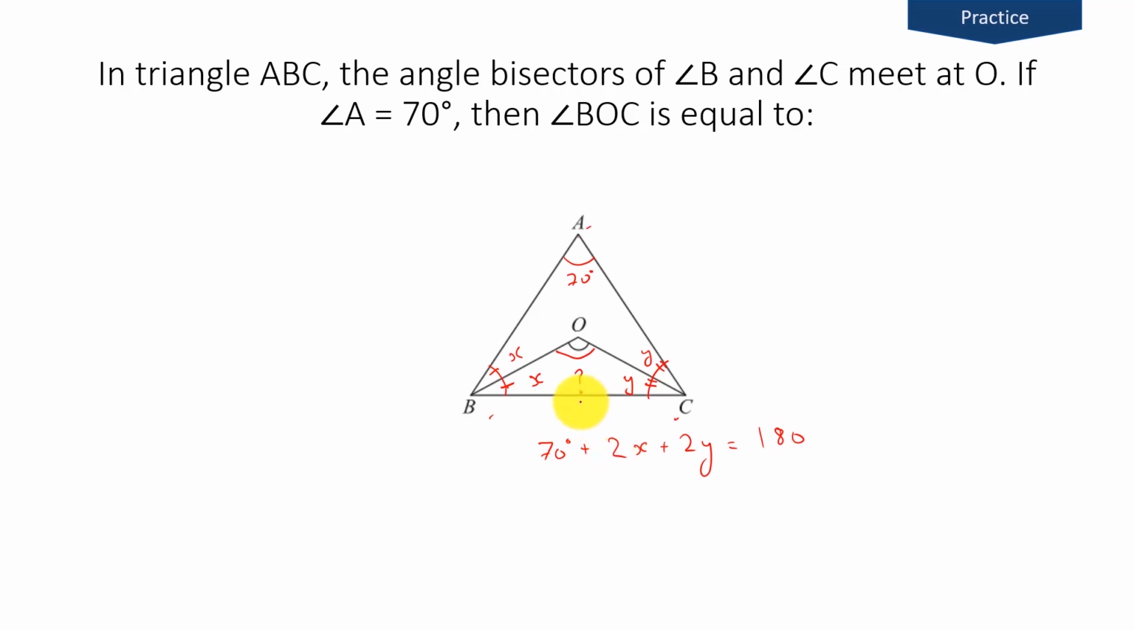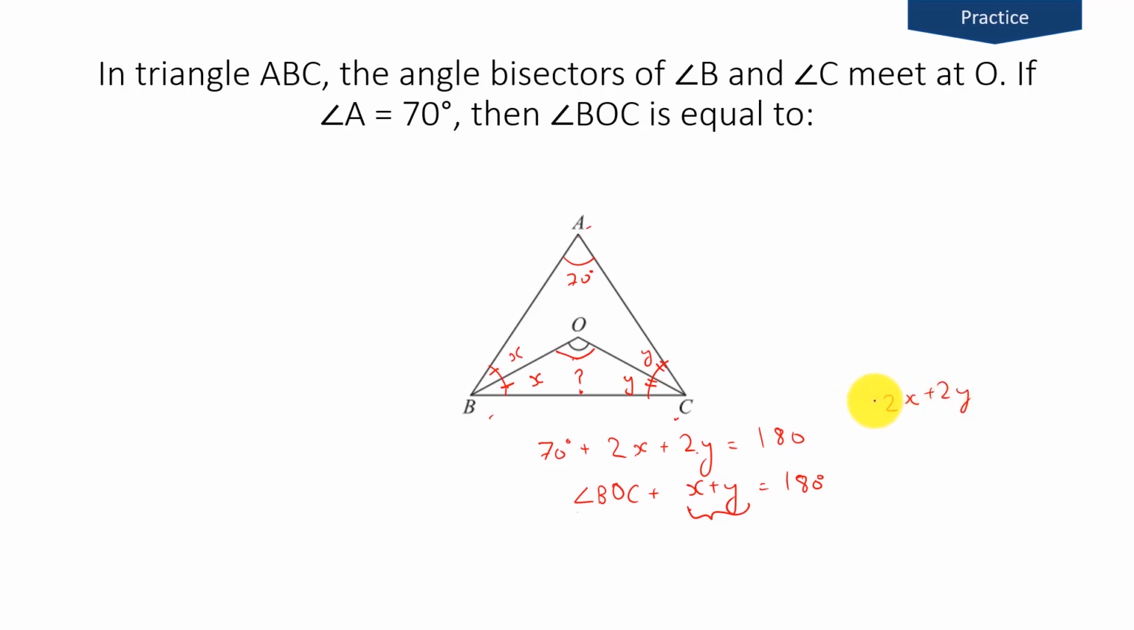And we want to find out the value of angle BOC. So angle BOC plus x plus y is equal to 180 degrees is what we know. So we want to find angle BOC. If we know the value of x plus y, we can substitute it here and find the value of angle BOC. And we can find the value of x plus y from the first equation.